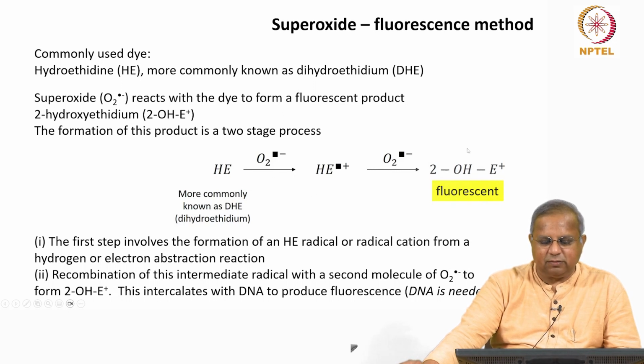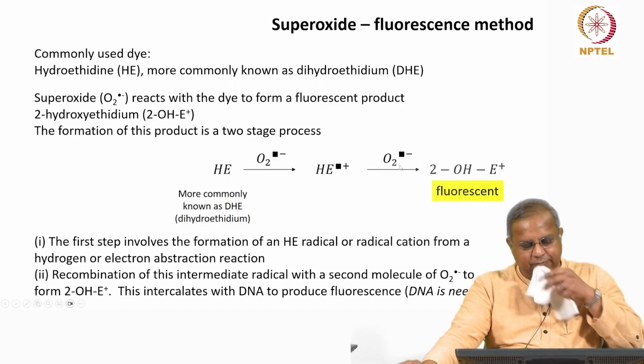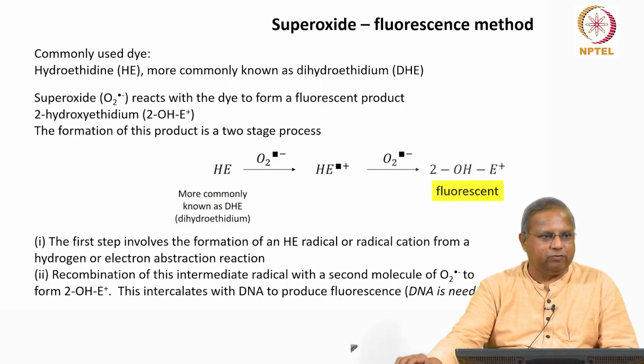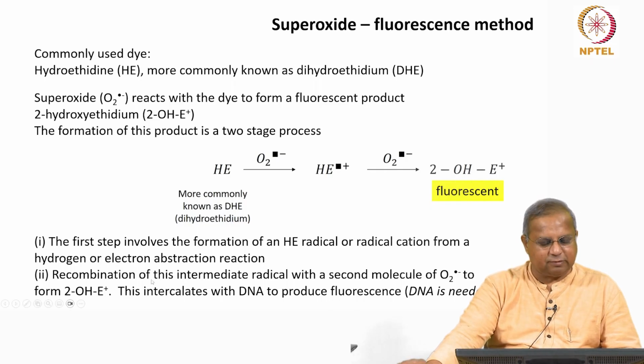And we said this is a two-step process. Therefore, you need 2 molecules of superoxide for every fluorescent molecule that is present. You need to keep that in mind if you are working on the quantitative aspects. And then you also need DNA, because the fluorescence comes because this product intercalates with the DNA and then becomes fluorescent. So without the DNA, that's not going to happen.